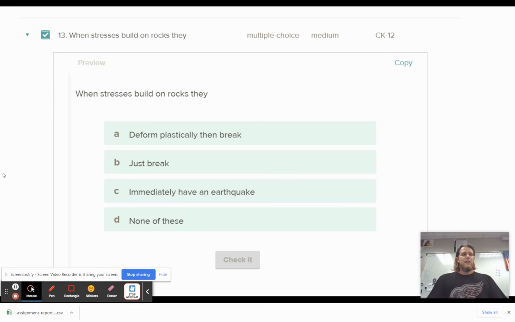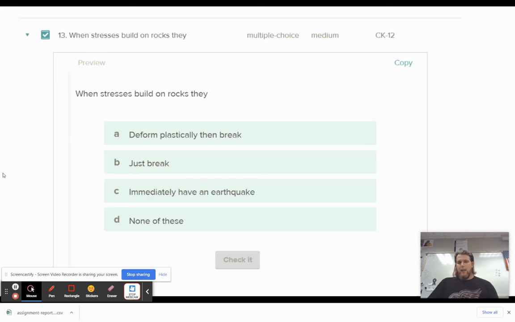So stress builds up on rocks. They go under a blanket, cry, eat some Haagen-Dazs, watch some romantic comedies, try to cheer themselves up. No, nothing like that. When stress builds up on rock, they will deform plastically and then break. That sounds like everything we were just talking about. So as the stress builds up, you're going to have that strain, which moves the rock around, and all of a sudden it can't take it anymore. Then, bang, it ruptures and we have an earthquake.